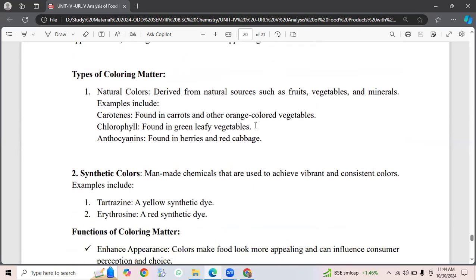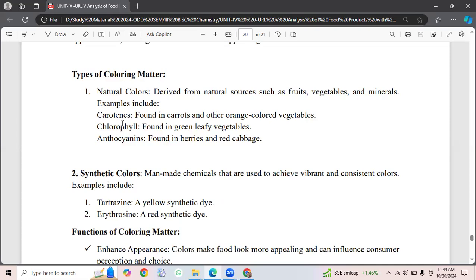So what are the types of coloring? The first one is natural color. The second one is synthetic color. Natural colors are derived from natural sources such as fruits, vegetables, and minerals. Here are some examples of natural colors.